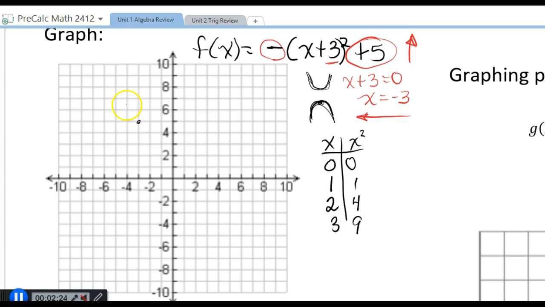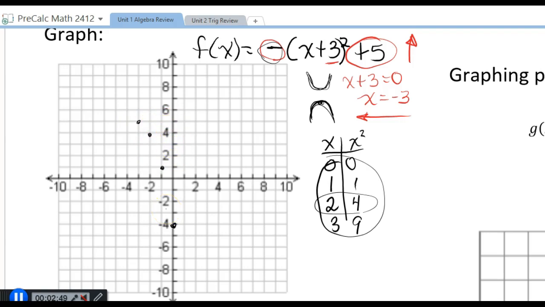So if that's the case, I'm going to do those same ideas. These numbers we're going to see me use every time when we talk about quadratic. So I'm going to go over 1 and down 1 because of our reflection. And then I'm going to go over 2 and down 4. 1, 2, 3, 4. And then over 3 and down 9.